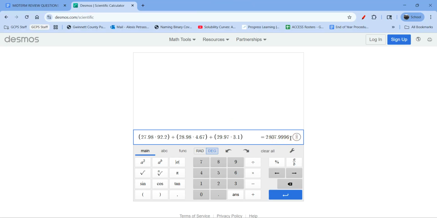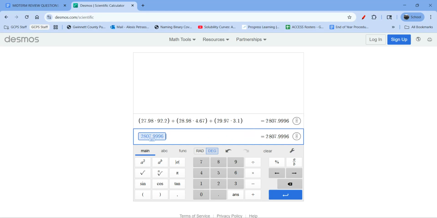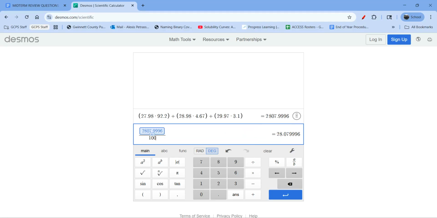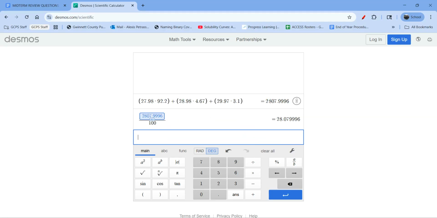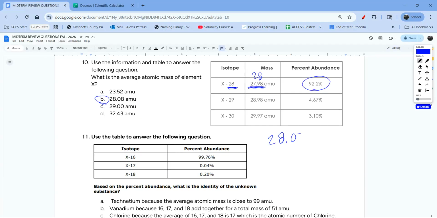So I'm going to take that answer, and at the very end, divide it all by 100. And we get 28.0799996, and that rounds to 28.08. So you can do all that work, or if the answer choices are nice and not too close to each other, you can just see which one you see the most of, which one has the biggest percent. Oh, there's the mass for it. Oh, look, that's really close to one of the answer choices.